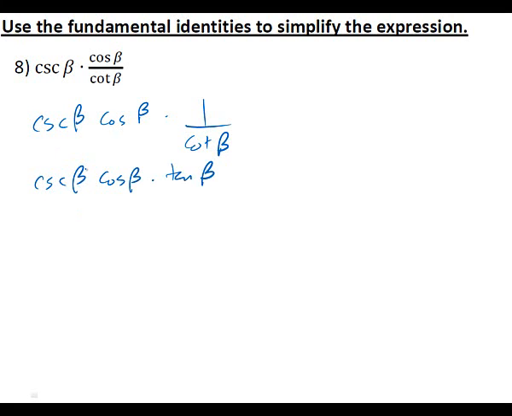All right, what's another name for cosecant? 1 over sine beta. Cosine is just going to hang out the way he's at. And what's another name for tangent? Sine beta over cosine beta. What happens? Cosines cancel, and what's left? 1. That would be a good multiple choice question.